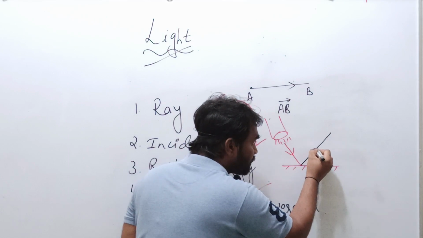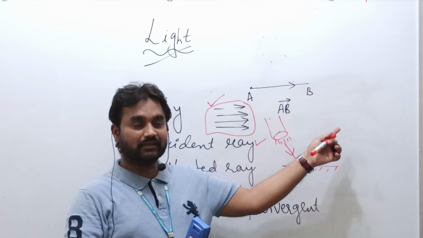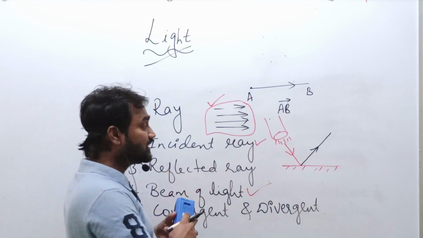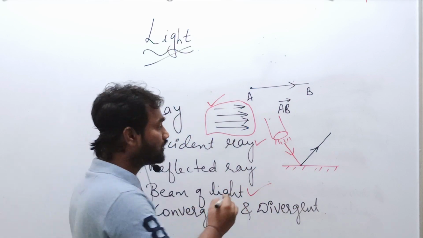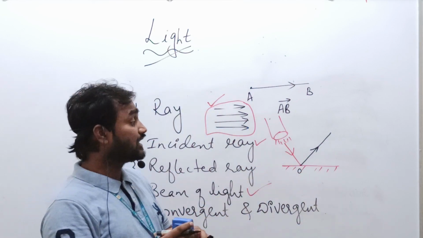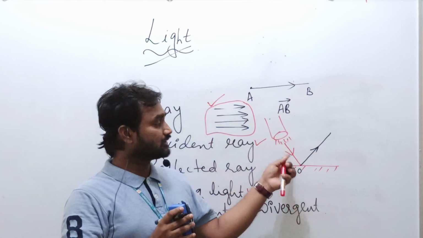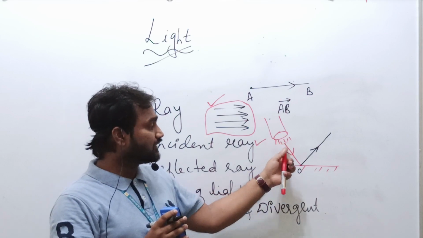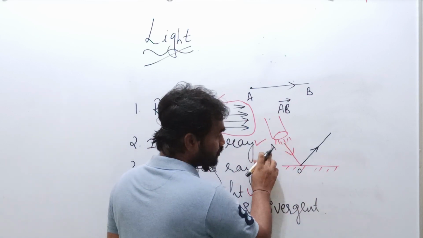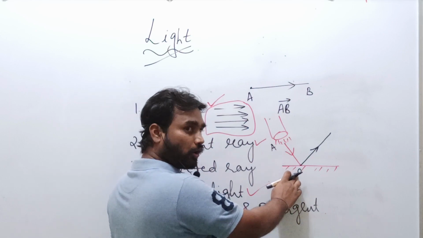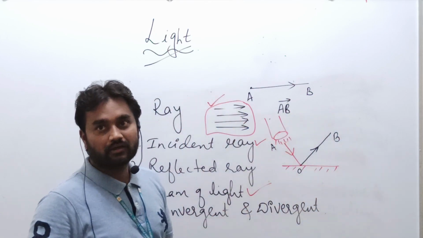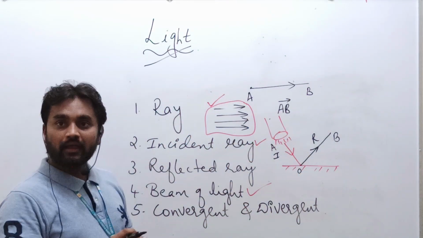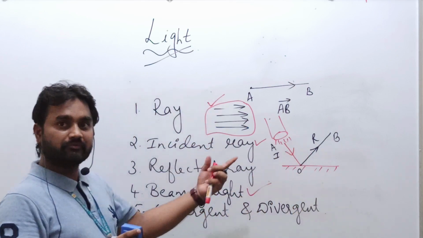This bouncing back of light, the ray which is bounced back from the surface, we call the reflected ray. The point where the light has been incident, we call the point of incidence. That is where the light ray has landed. We can name this point O. So AO is the incident ray, O is the point of incidence, and OB is the reflected ray. Is that clear?